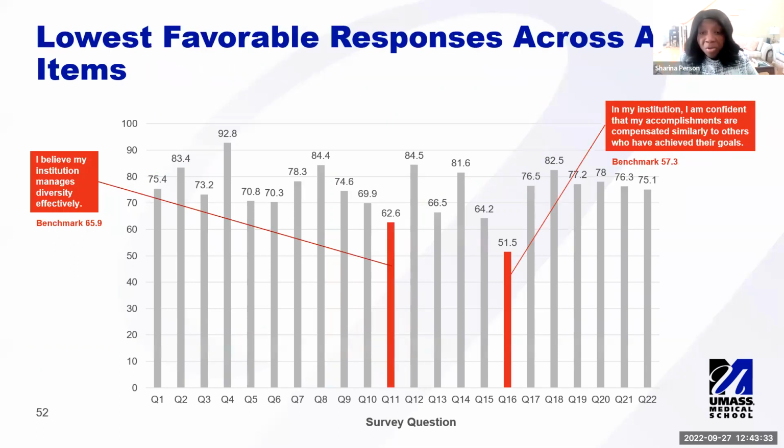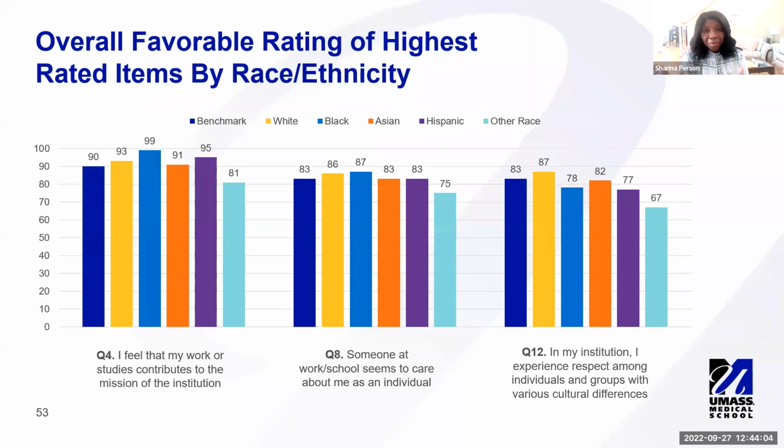On the flip side, we also show the lowest favorable responses at the institution. The lowest ones were, "I believe my institution manages diversity effectively." And here we also show you what the benchmark was for that. And "In my institution, I am confident that my accomplishments are compensated similarly to others who have achieved their goals." And we also show the benchmark value for that as well. Then, again, because this can differ by what organization you look at.